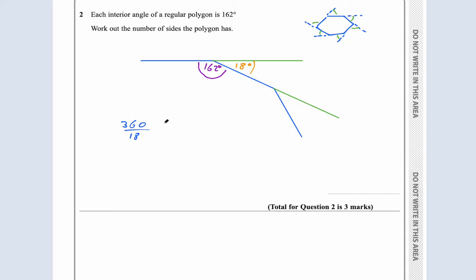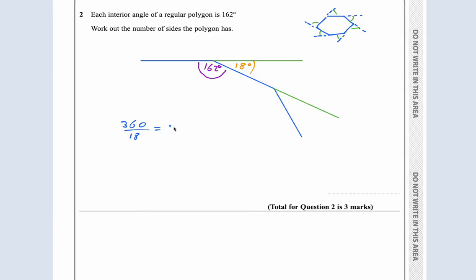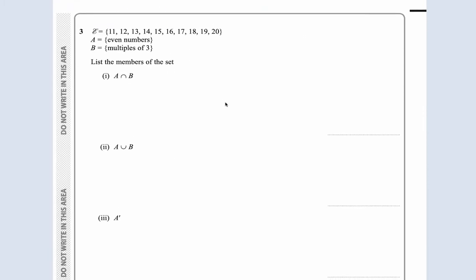So I just need to do 360 divided by 18, which I think I do know the answer, guys, but let's do it on the calculator anyway. 360 divided by 18 is 20. That is what I expected. So it's 20. Hence, how many sides does it have? 20. That's it.